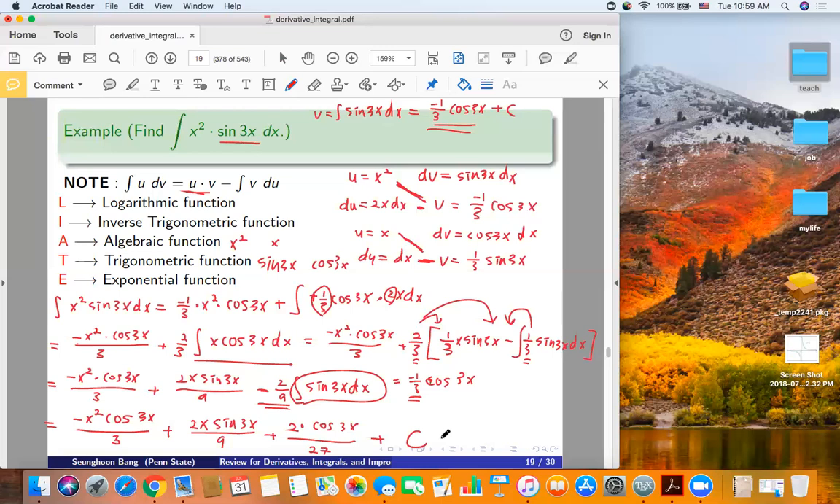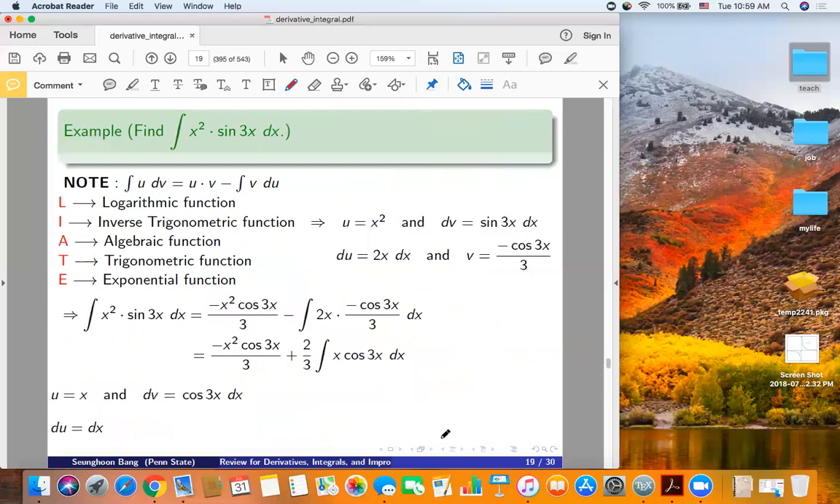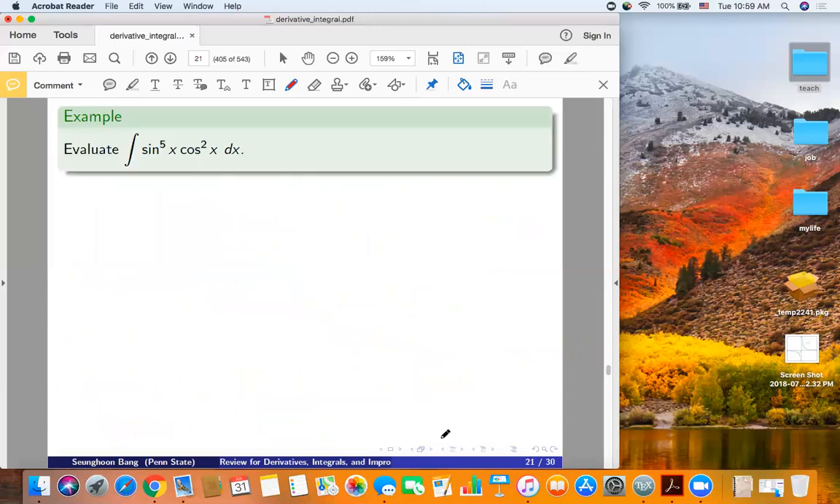For solving this problem, you have to use integration by parts twice. This is the whole idea for solving this problem. So, yep, like this. So we have it. The next one.